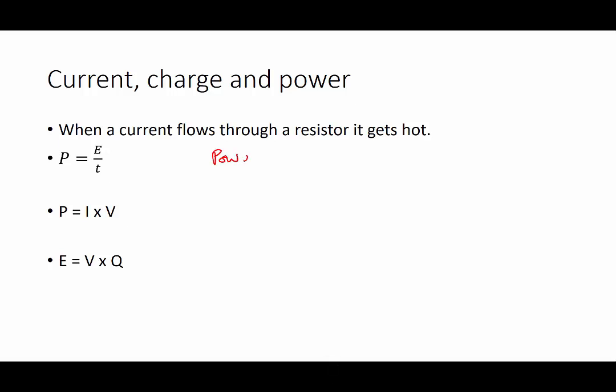So, current, charge and power. Current going through a resistor causes it to get hot, as we discussed in the case of the filament lamp, and we can calculate the amount of power through an electrical appliance as the amount of energy divided by time. Power in watts, energy in joules, and time in seconds. Power can also be calculated as the current times the potential difference. So again, power is in watts, current needs to be in amps, and potential difference in volts.